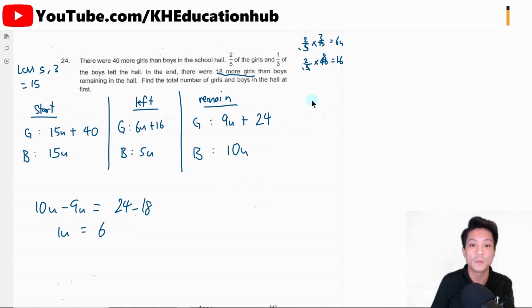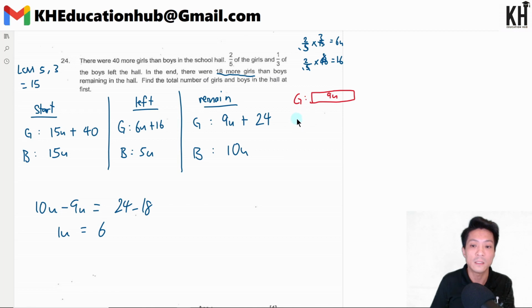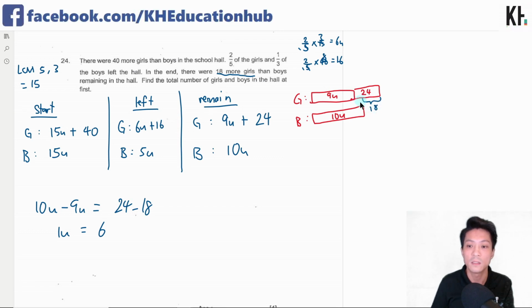Okay, same thing at this point. If you are not very sure why it is like this, you have to draw a model. I'm gonna draw a simplified one, so you can draw a block. You can cut it into 9, and you can draw a block and you can cut it into 10 to represent the 10 units. Okay, for the girls, there'll be an additional 24, right? Okay, and then remember there are 18 more girls than boys, so here to here is 18. Okay, so this is where the 1 unit is.